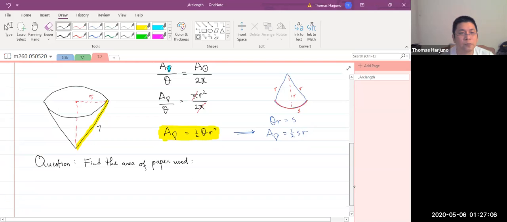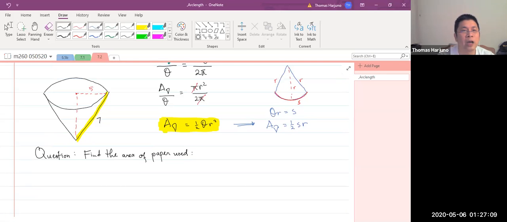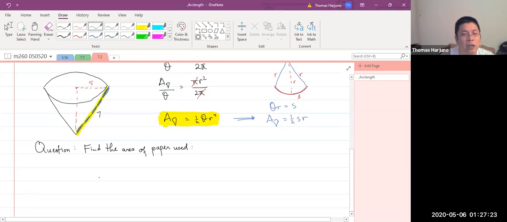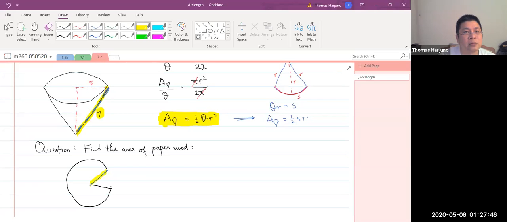Now, here's the thing though. Suppose I cut this paper cup along one of the slant radius. If I cut it there, and then I flatten it, then it will look like this. Maybe like this. Okay, in which the 7 will go here, right? That's the 7.